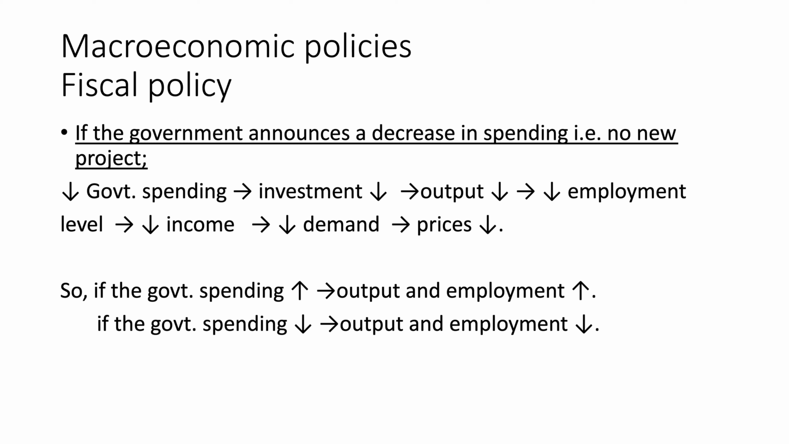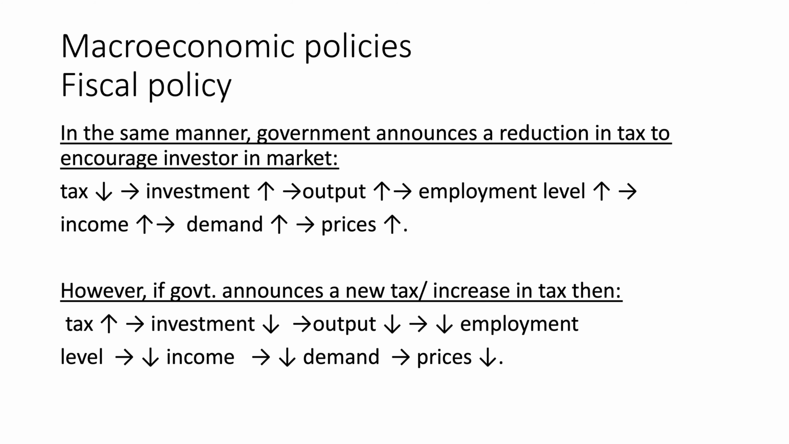Now we are going to take a look at the second tool, which is taxes. In the same manner, if the government announces, let's say, a reduction in tax to encourage investors in the market, it means a lower cost for the investor, so it encourages investment in the market. So when the tax reduces, investment is going to be higher because cost is reducing for the investor. Output increases, employment increases, income, demand and prices all increase.